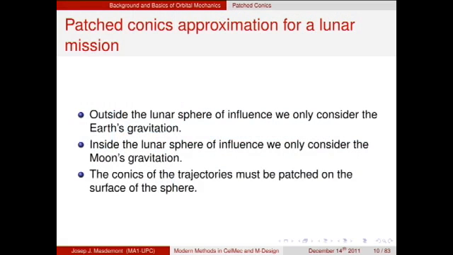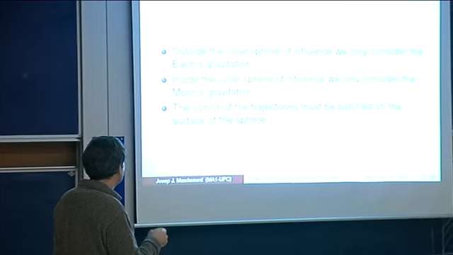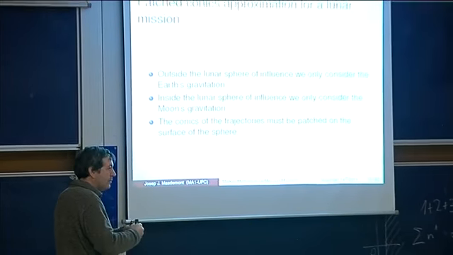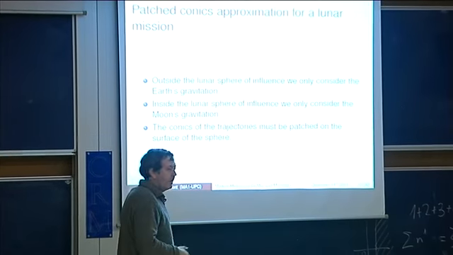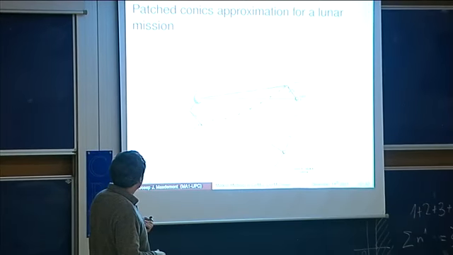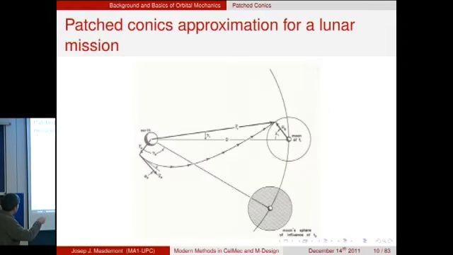We observe the sphere of influence. We consider the Earth gravitation outside the lunar sphere. We consider the Moon's gravitation inside it. And at the border of the sphere, we patch the conics in order to get a patched solution. So this is the Moon, this is the Earth, and this is the sphere. So essentially, this is the arc of a conic.